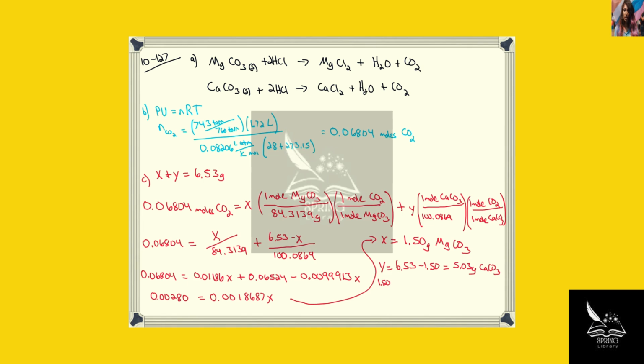So then what we have to do, because it didn't ask for the masses, it asked for the percentages, is we need to take the mass of magnesium carbonate divided by the total mass of the mixture multiplied by 100 in order to get the percent that is magnesium carbonate, 22.9%. We'll do the same thing with calcium carbonate, 5.03 divided by 6.53 times 100 gives us 77.1% calcium carbonate.